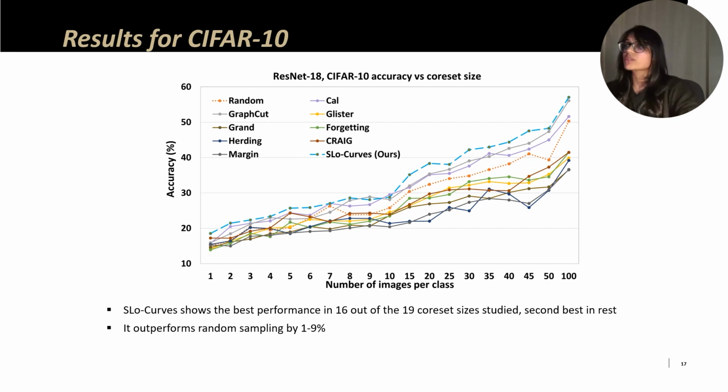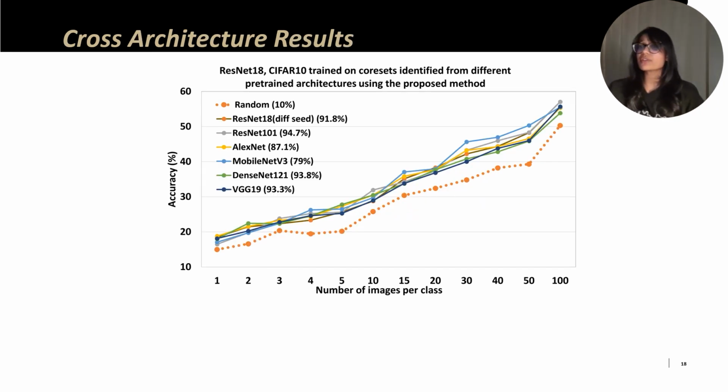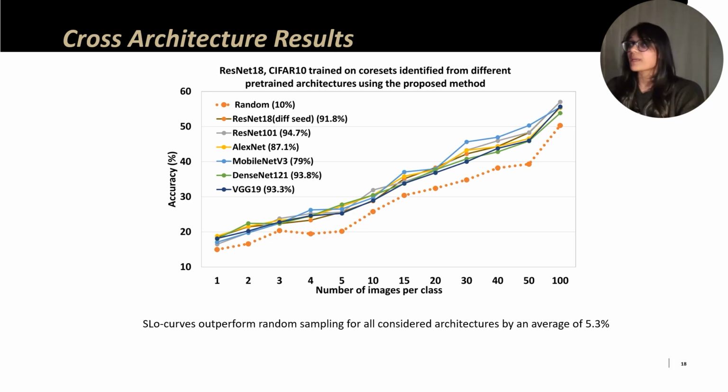We also wanted to see whether core sets identified from ResNet 18 would generalize to training on many different student architectures, and we see that in all cases, we still outperform random sampling by an average of 5.3%.